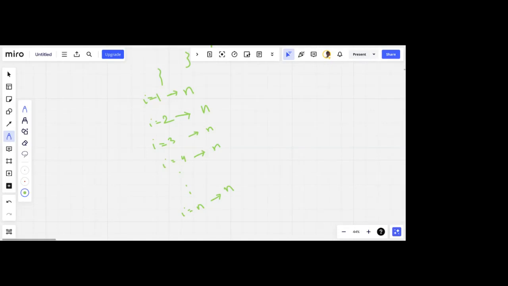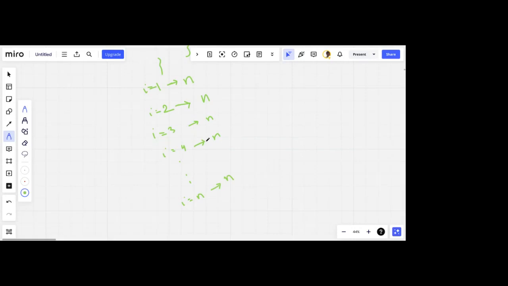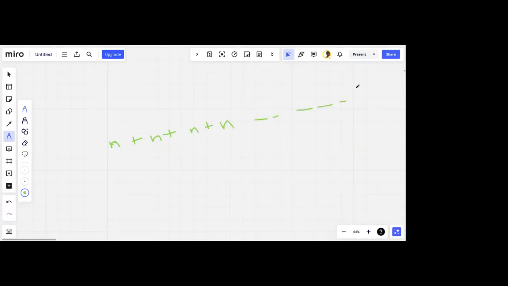Okay, so total how many times? So this would be n plus n plus n plus n plus n. And how many times would this n be printed? N times. So total it would be n into n, right? It is n square. Yes or no, guys? It is n square, right?